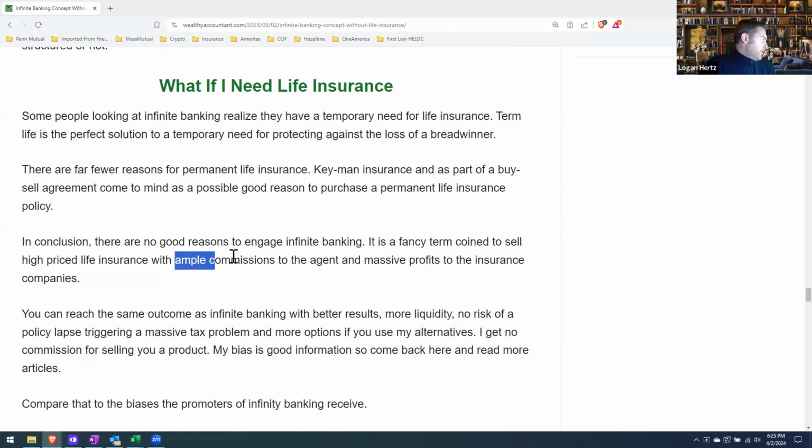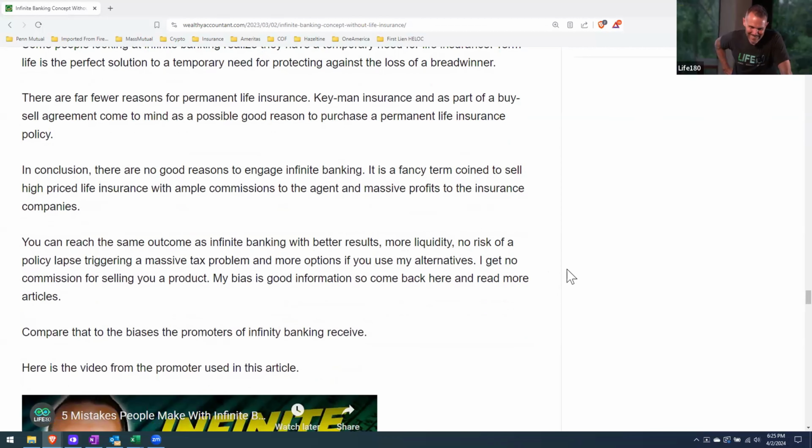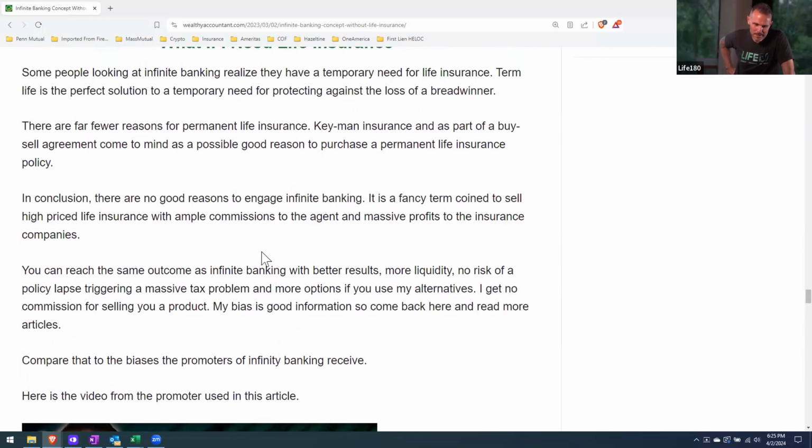With ample commissions. Once again, no quantification whatsoever. I'm sure he has no idea how commissions work. This is just a scarcity mindset, as always, right? Oh, those evil agents making commissions, right? How evil. We're obviously just bad people, Logan. I mean, that's evidenced by the fact that you make money, right?